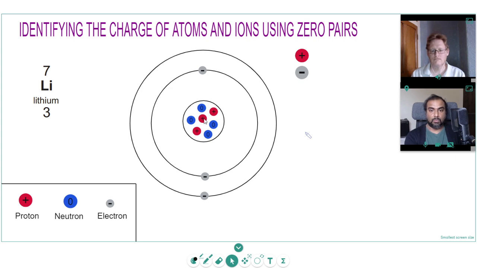So 1 proton, 1 electron. There's actually 3 protons and 3 electrons, so that's 3 protons and 3 electrons in terms of charge. And we know from zero pairs that, electrically speaking, 3 protons and 3 electrons make 3 zero pairs, and the net result is an overall charge of 0 for the lithium atom.